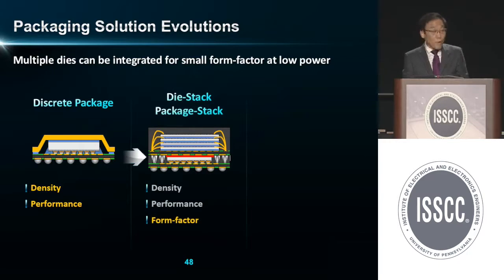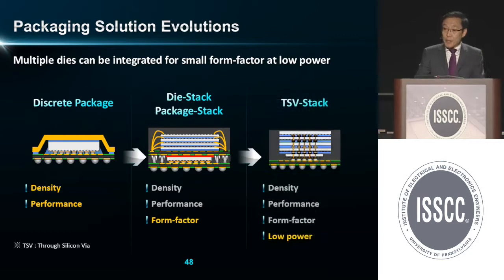A more advanced form of packaging would be TSV. TSV means through silicon via, which completely eliminates wire bonding for faster, smaller, and more energy efficient products. Let us look at some examples of advanced packaging.